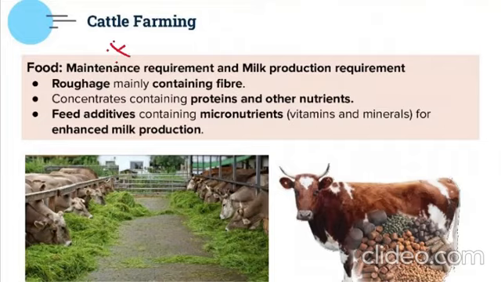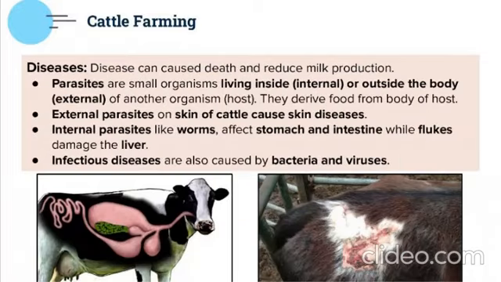Now, food again plays a very important role because if you feed good food, then it will produce good milk for you. Correct? If the cows stay healthy by eating good food, then only will they produce good milk. So roughage is given, which contains high fibers. Then proteins and other nutrients are given, and there are feed additives which contain micronutrients like vitamins and minerals so that milk production is enhanced and supreme quality milk is produced.